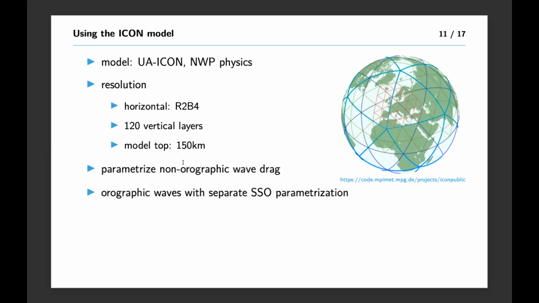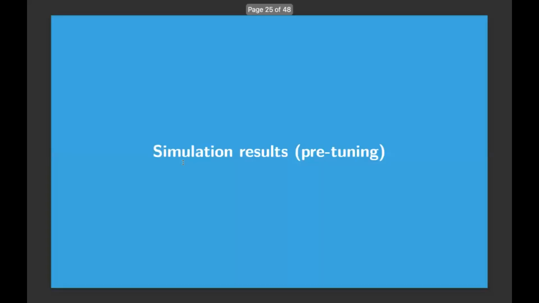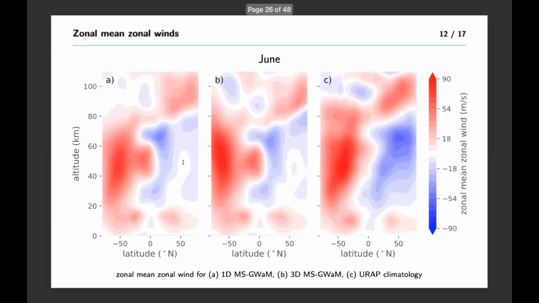And we parameterize the non-orographic wave drag, while we do not touch the orographic waves, which are the ones that I showed in the cloud structure in the beginning. And we consider convective sources and background sources, and we calculate composites for 8 years for June and December with initial conditions from IFS. All right, let's get into some results.